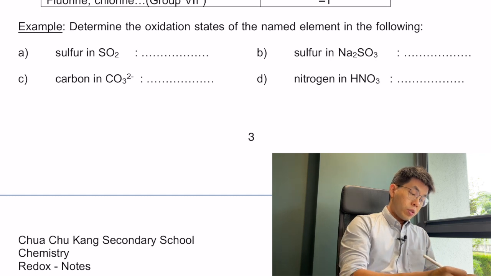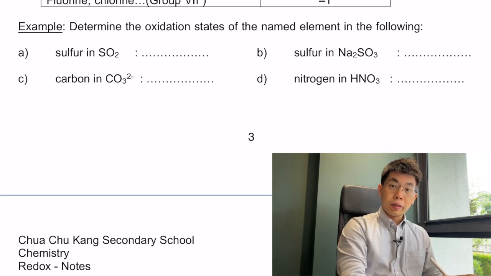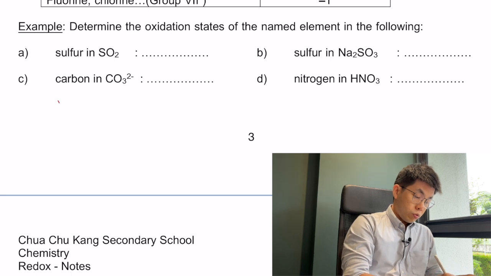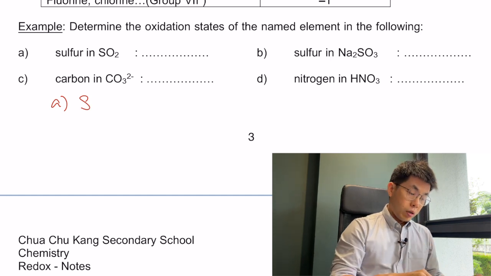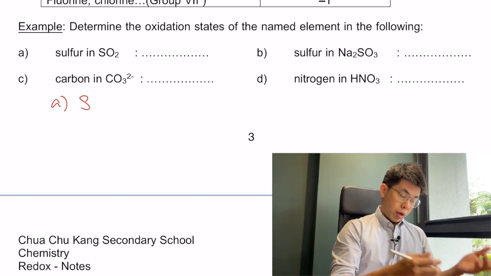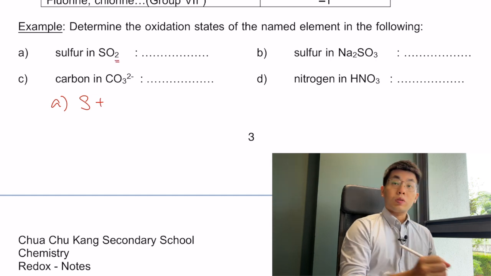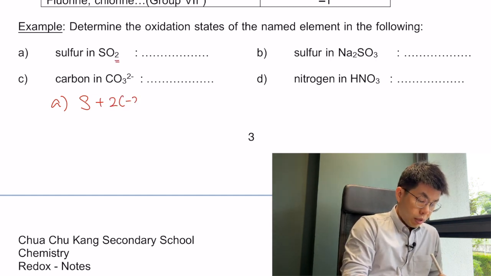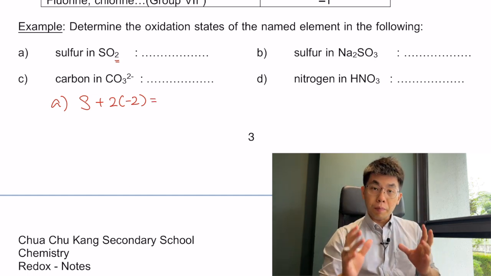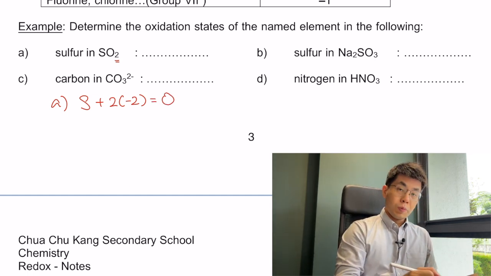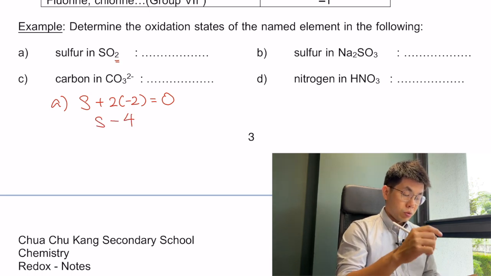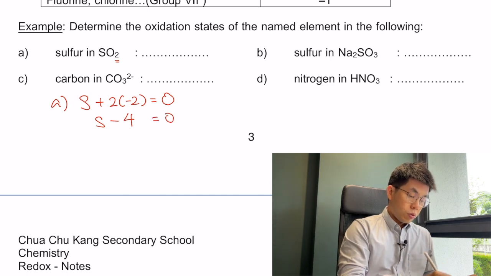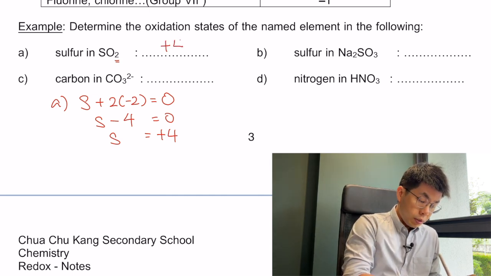Okay, so let's look at the first question, sulfur in sulfur dioxide. Let's just do the working. Let the sulfur be S, and oxygen is always -2. We have two oxygens, so 2 times -2. Because this is a compound, all of them equal 0. So S plus 2 times -2, which is -4, equals 0, and therefore sulfur here is +4.